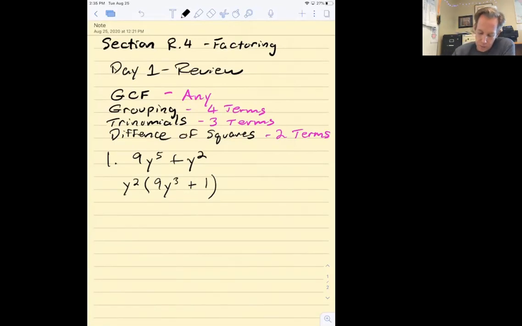And that's our answer. And so anytime we're factoring, you should be able to multiply your answer together and get what you started with. So you can always check to make sure that you did it right, okay? We know this is completely factored because the polynomial factors are prime. And what that means is this 9y cubed plus 1 is a polynomial factor, but we can't factor that any further.